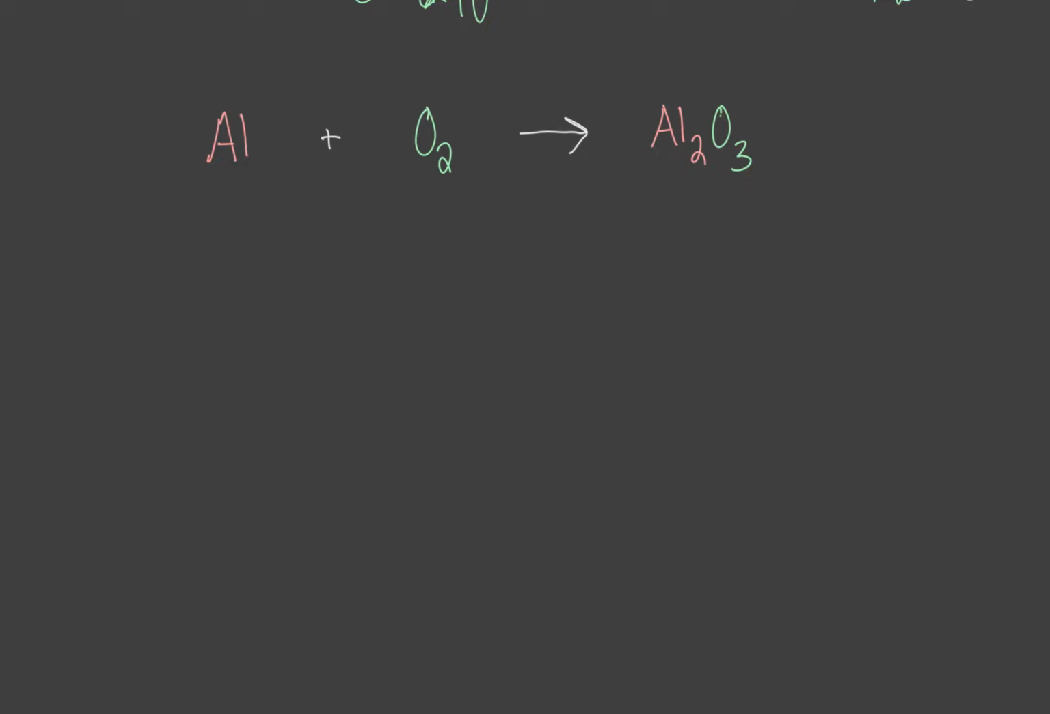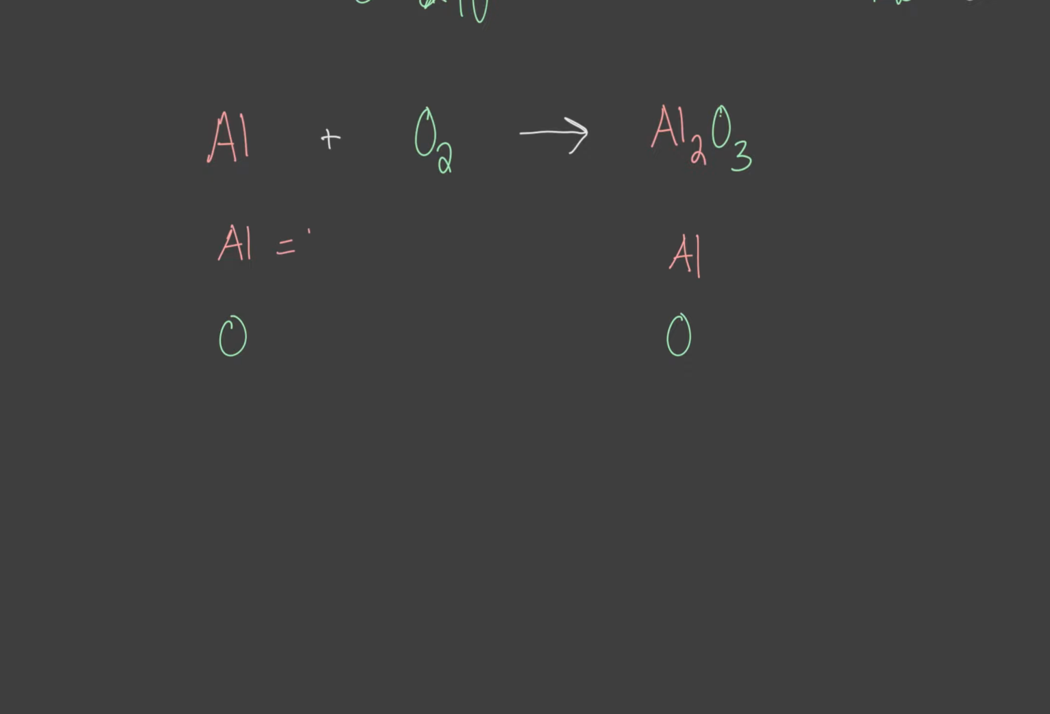So this time I have aluminum. This is a synthesis reaction. I'm taking aluminum plus oxygen, and I'm making aluminum oxide. So let's count our atoms. We know we have aluminum on both sides of the equation, and we have oxygen on both sides of the equation, and now we need to count.